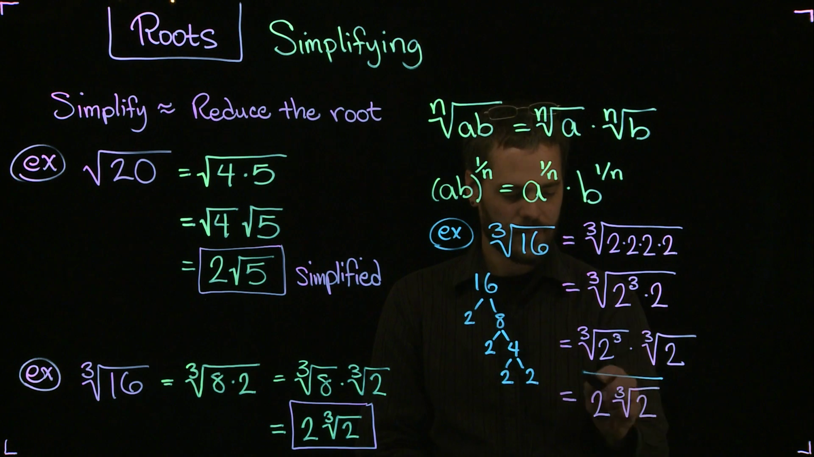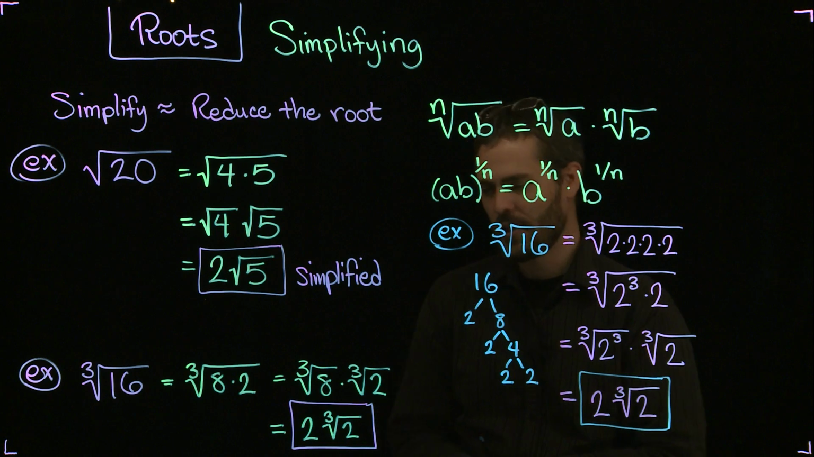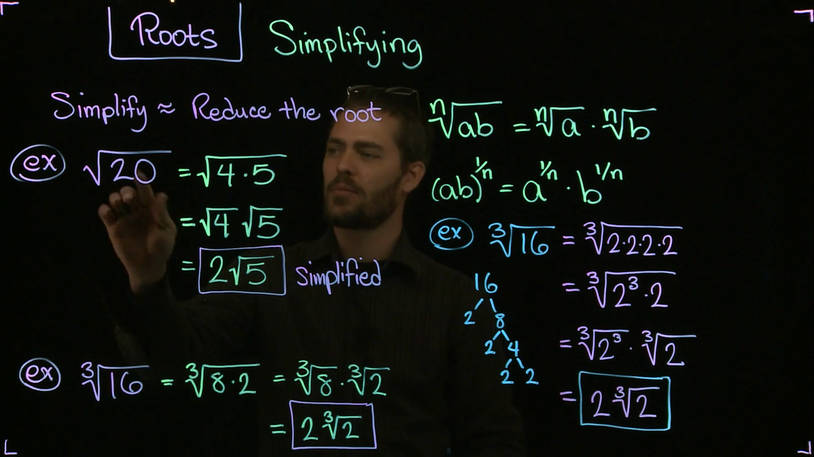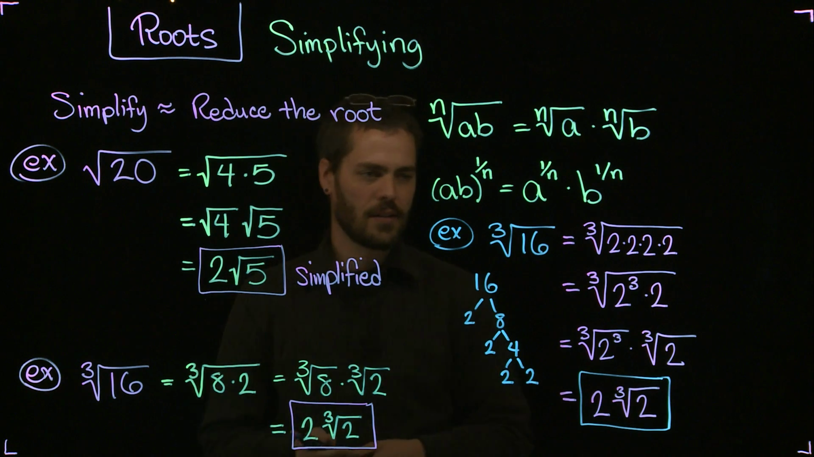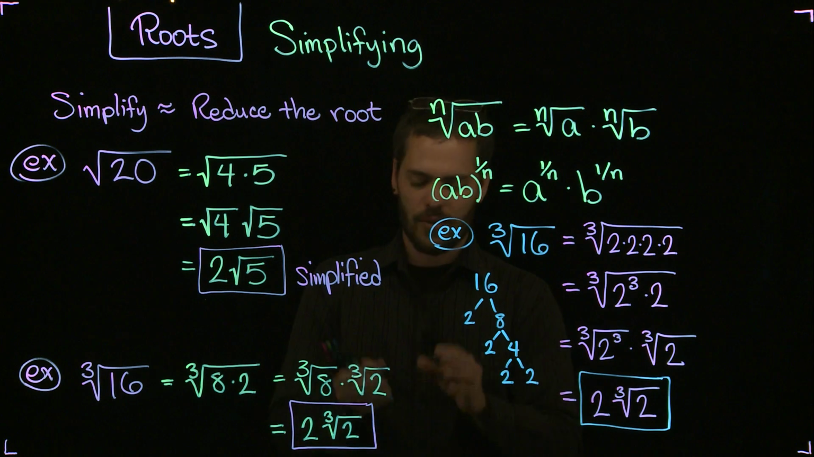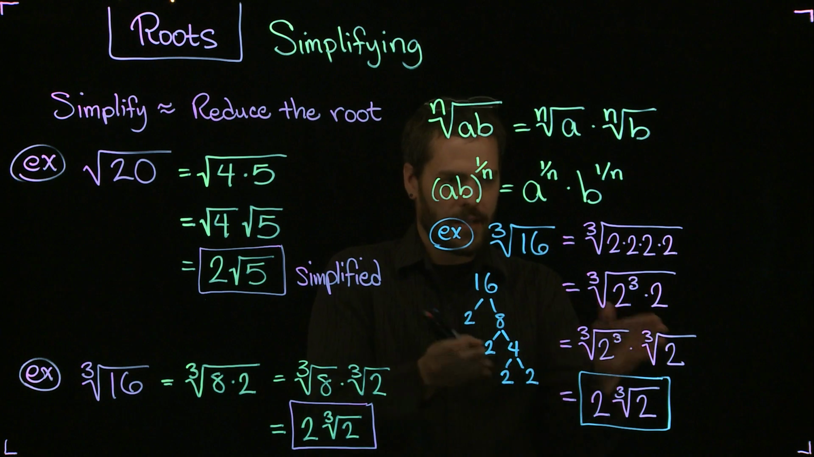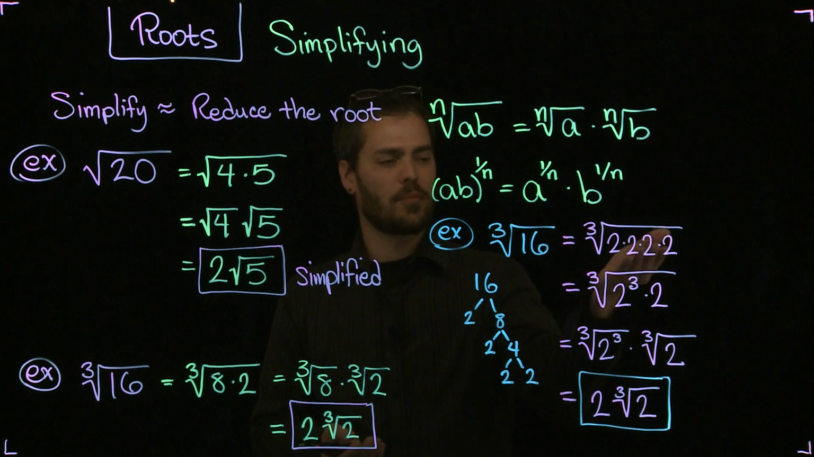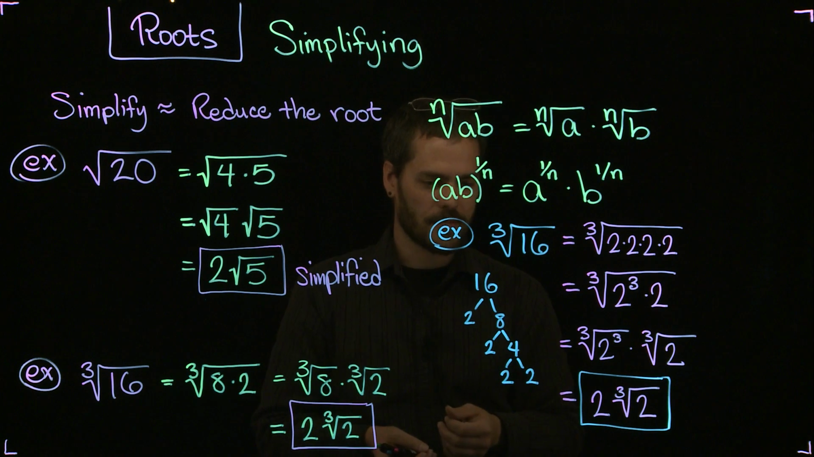Same as that. It is a little faster if you can recognize the factors that are perfect cubes or the factors that are perfect squares. It depends on the order of the root that you're taking. If you can recognize those factors right away, then you can break this down a little faster. But if you don't, take it all the way to the prime factorization and go from there.